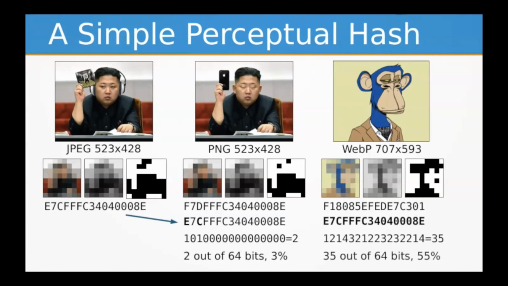In contrast, the Bored Ape differs from Kim Jong-un by 35 out of 64 bits, or 55% of the total hash. Now we can algorithmically determine that the 2 Kim Jong-un pictures are visually similar, but not identical, while the Bored Ape picture is very different. Using this, we can determine a threshold or a cutoff level to detect visually similar pictures.